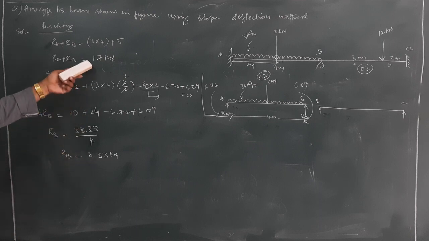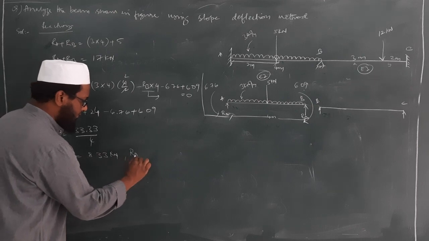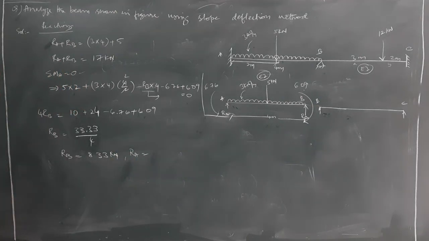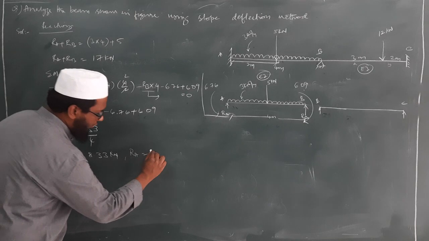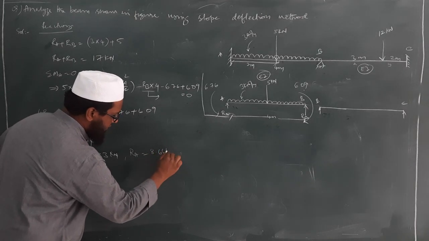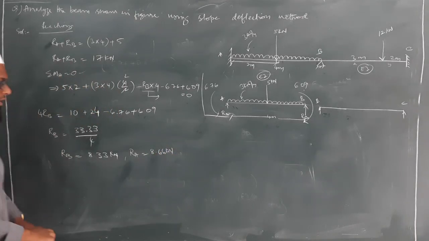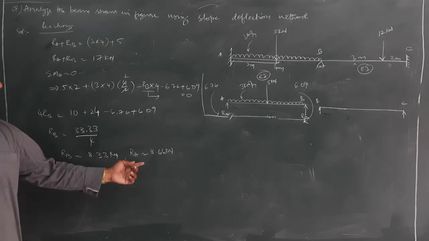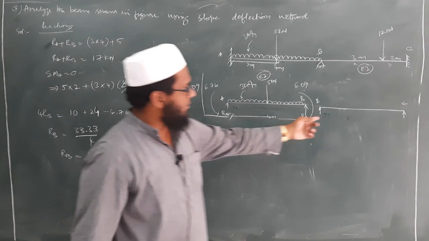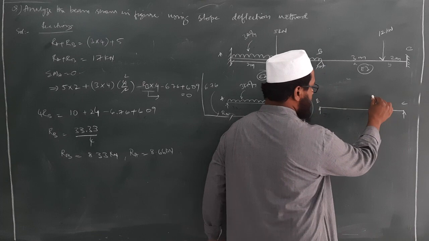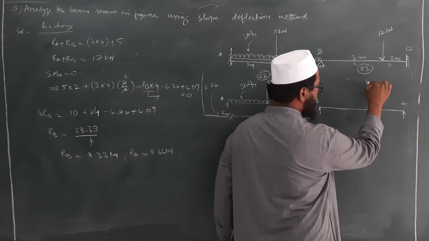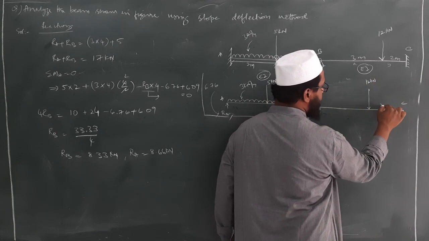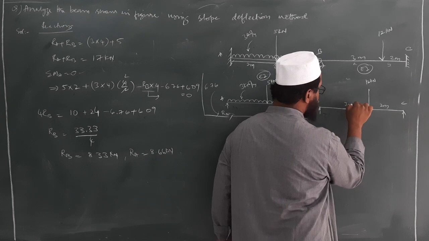So can I substitute this value here so that I can get RA? Now tell me what is the value of RA? 8.66 kilonewton. Now we got the values of RB and RA. We'll move to the next beam. So the load on this beam is how much? 12 kilonewton. This is 2 meter and this is 3 meter.